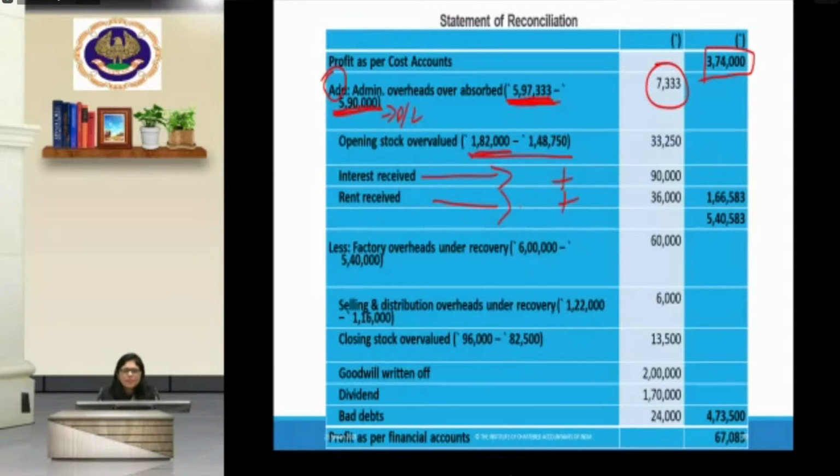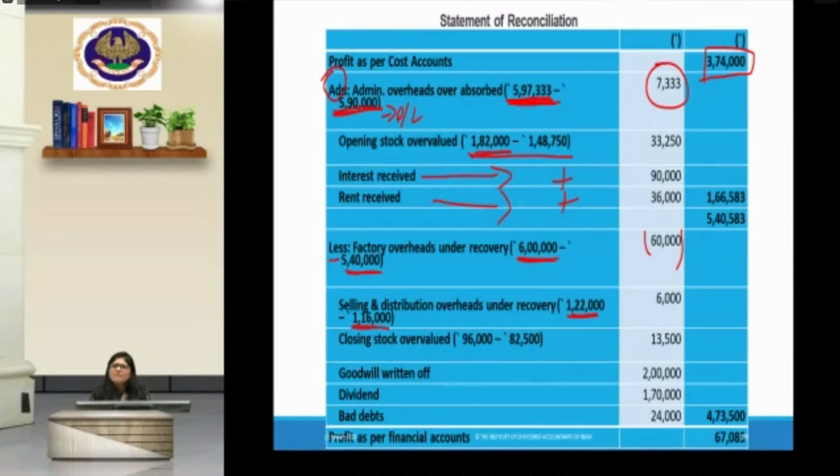Clear? Less. Now, what is less? Factory overheads undercharged. We should have charged 6 lakh as factory overheads, but we have charged 5,40,000 only. So that means 60,000 extra is to be charged. So that's why we have deducted. Clear? Selling and distribution also, we should have charged 122, but we have charged only 116,000 in cost accounting.